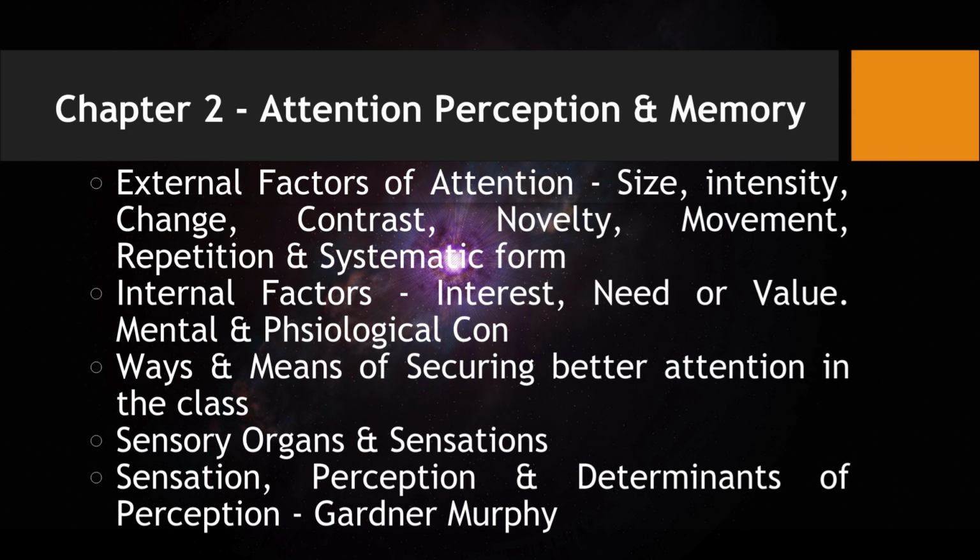The second one is need or value. A hungry person easily spots the name board of a restaurant, even if it is small in size and appears dull, but the name board of a nearby bookshop, which is big in size, may not catch his attention. So, another important subjective factor.